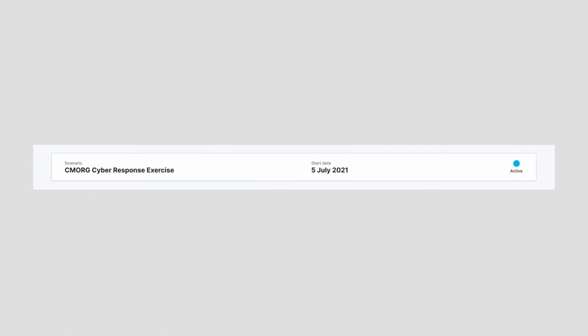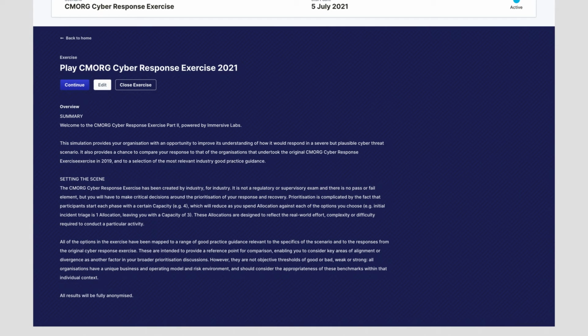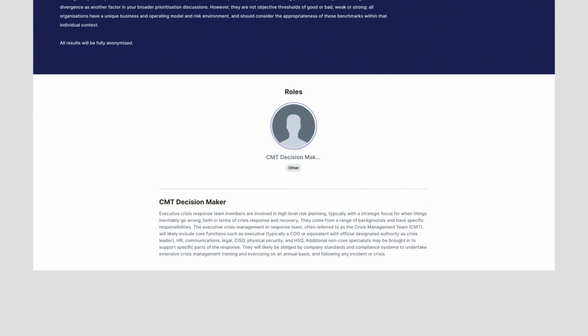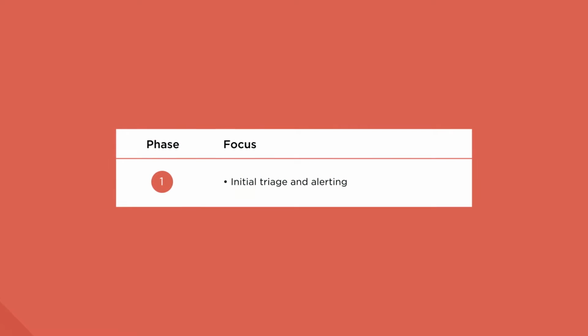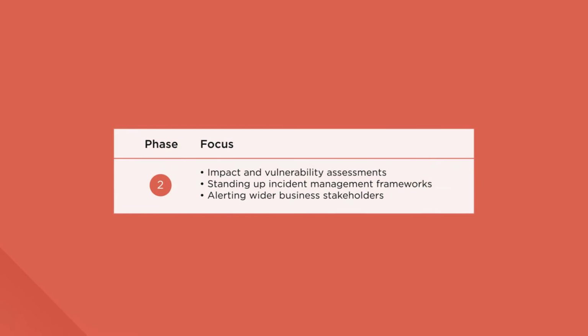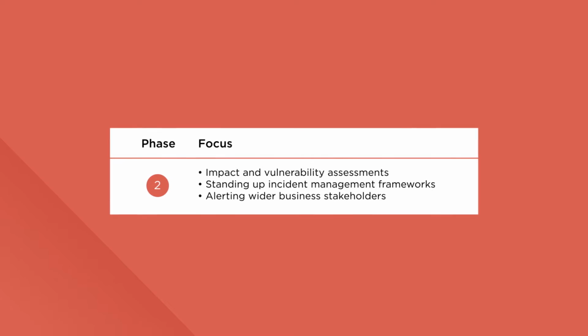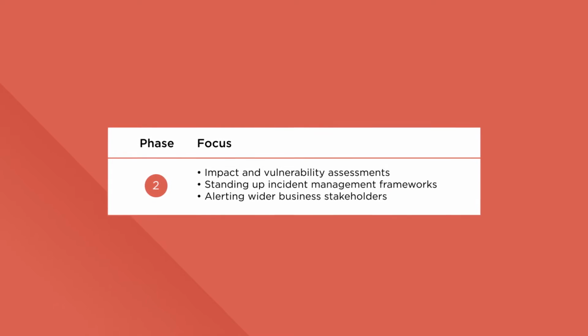The scenario itself happens over a 48-hour period with 4 phases of decision making. Phase 1, initial triage and alerting. Phase 2, impact and vulnerability assessments, standing up incident management frameworks, and alerting wider business stakeholders.